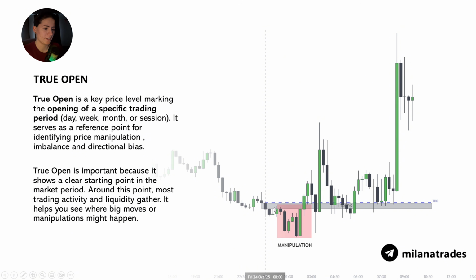If you watch how price behaves around the true open, you can often tell where there is manipulation going on or if the market is preparing for a directional move. For example, if price pushes hard below the true open and then quickly drops back above, that might signal a fake breakout or liquidity grab, and probably was front manipulation.